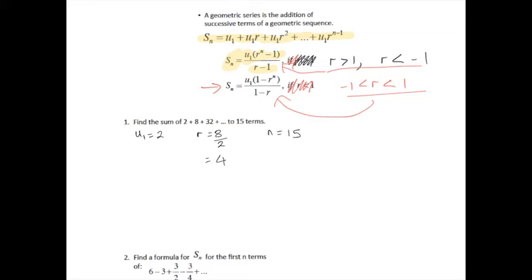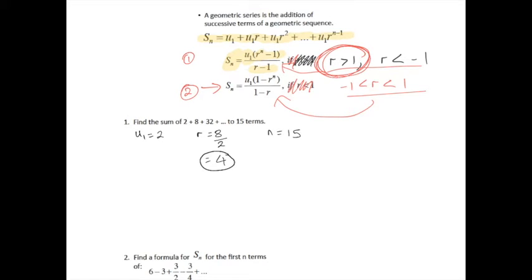Is everyone okay so far? Now, girls, look at this r value. R is 4. Given that r is 4, which formula would I use? 1 up here or 2 down here? What do you think? 1, because in this case, r is bigger than 1. So now let's try using this formula.